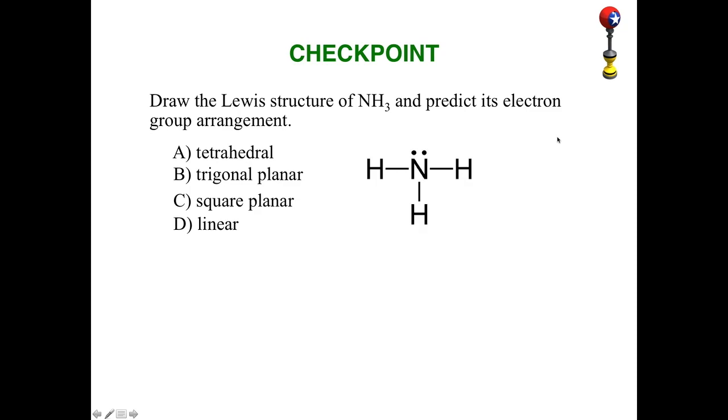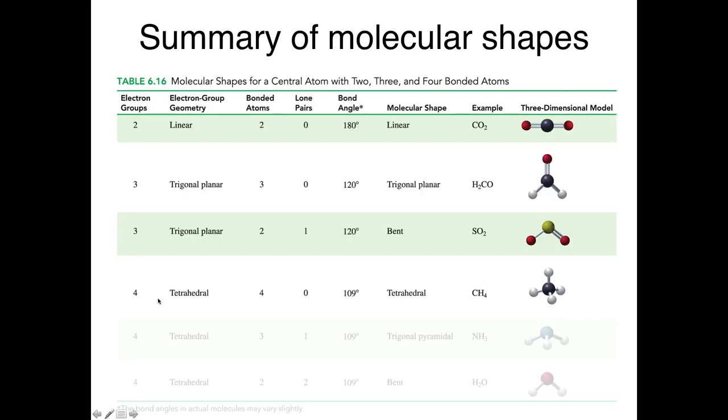If something has 4 electron groups, what is the arrangement of its electron groups? Okay, so far we've learned about 3 electron groups already. You have 2, 3, or 4. When it's 2, it's linear. When it's 3, it's trigonal planar. And when it's 4, it's tetrahedral. Very good. So that brings us to our next shape.